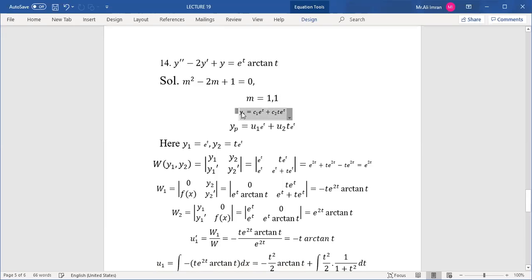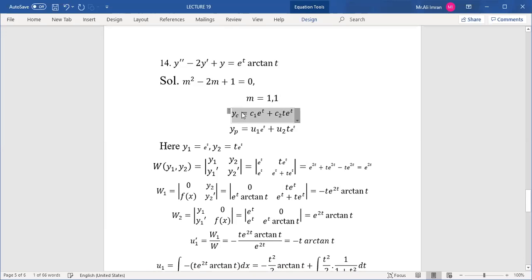I'll zoom in so that it is more visible. And a particular solution will be found as follows: we replace the constants c1 and c2 with parameters u1 and u2. Here y1 is equal to e^t, y2 is equal to t e^t, and f(t) is equal to e^t arctan of t.